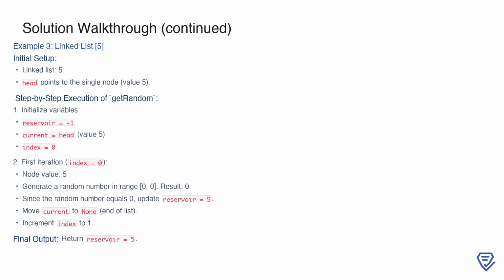In the first and only iteration, the index is 0, and the current node value is 5. We generate a random number in the range 0, 0, which results in 0. Since the random number equals 0, we update reservoir to 5. After this, we move the current pointer to none, marking the end of the list, and increment index to 1. With no more nodes to process, the function returns the value stored in reservoir, which is 5.